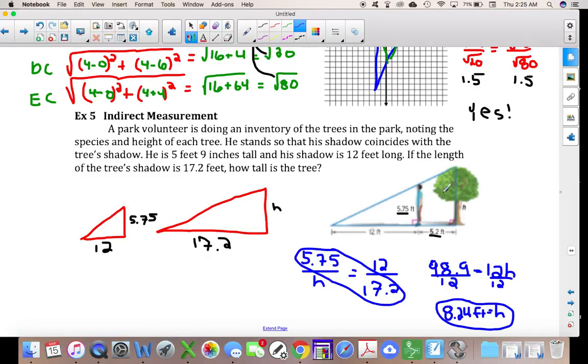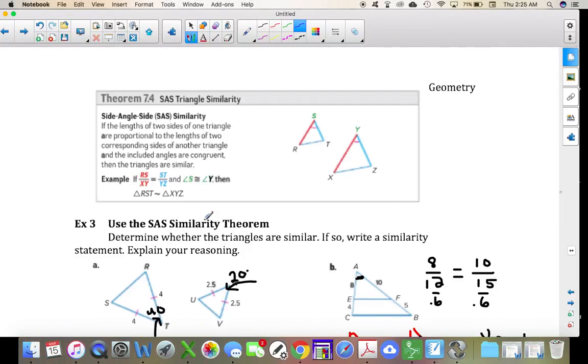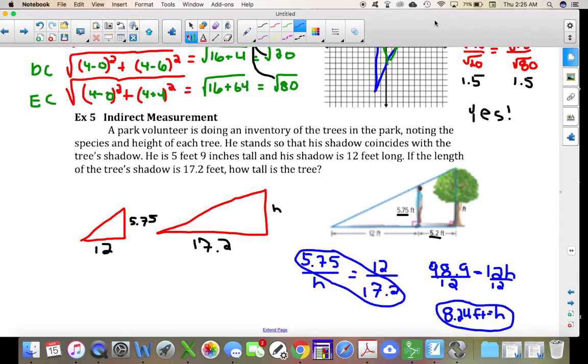So there is that. That's example 5. That's section 7.4. And I hopefully will see you tomorrow.